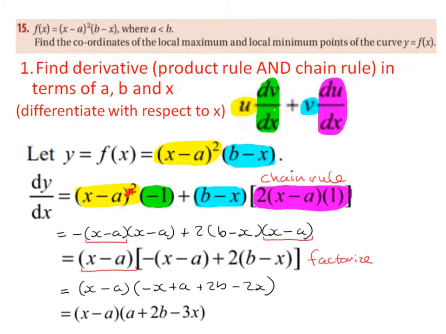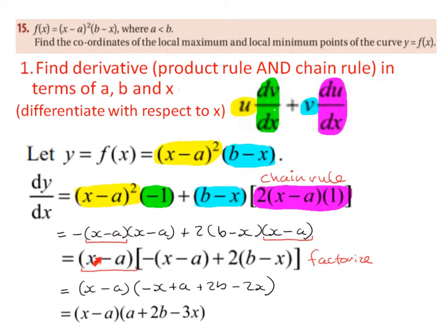So (x minus a) squared multiplied by minus 1 is going to be minus (x minus a) times (x minus a). Bring down the plus. Then we're going to bring the 2 in front, stick on the (b minus x), and that's multiplied by (x minus a) times 1, which is just x minus a. Now the reason that we didn't multiply out these brackets is that we can spot a common term, which is x minus a, so a common factor. So we're going to factorize, so we're going to take out the x minus a, which is a common factor.